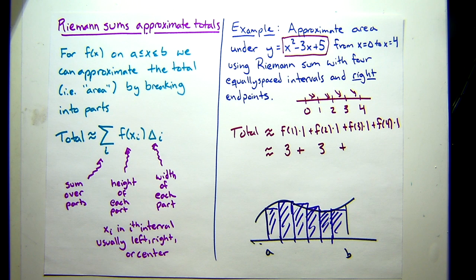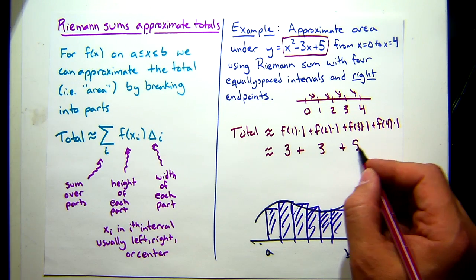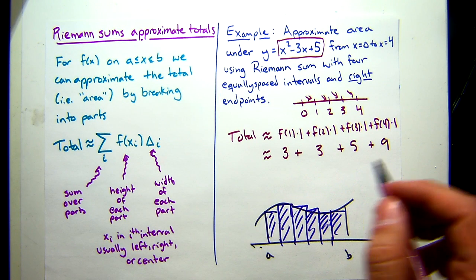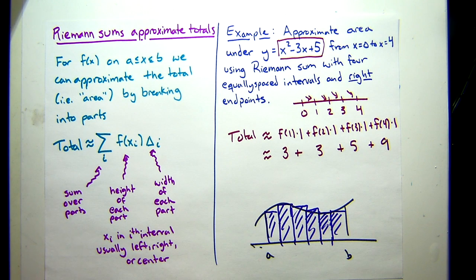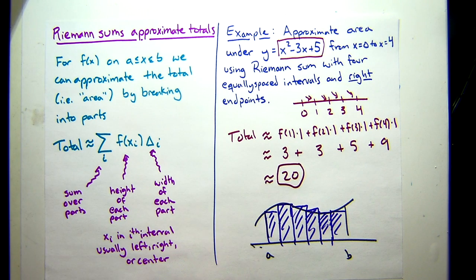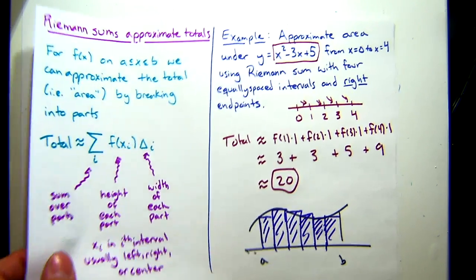Okay, what happens when I plug 3 in? I get 5. And now when I plug in 4? 9. 3 plus 3 plus 5 plus 9, if I put those all together, I get 20. And that's the answer. So Riemann sums are fairly straightforward. Just remember, break things into parts, figure out what's happening on each part. All right. Of course, I will say Riemann sums are great in practice, and computers love them, but hard for us to do.